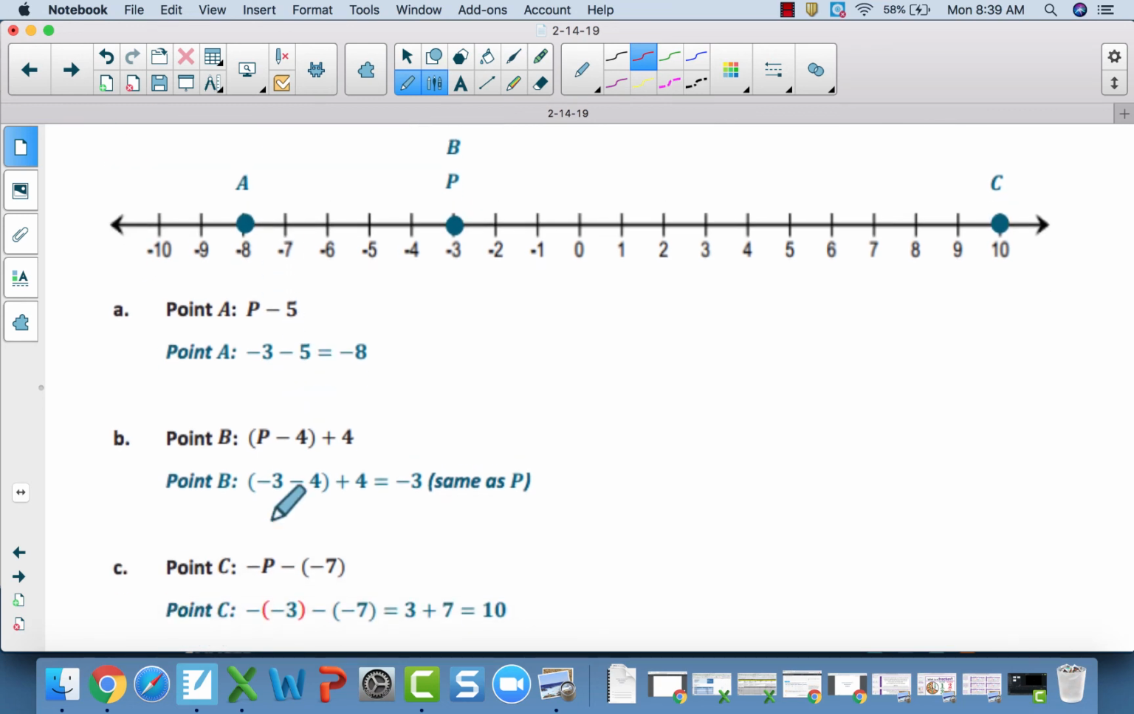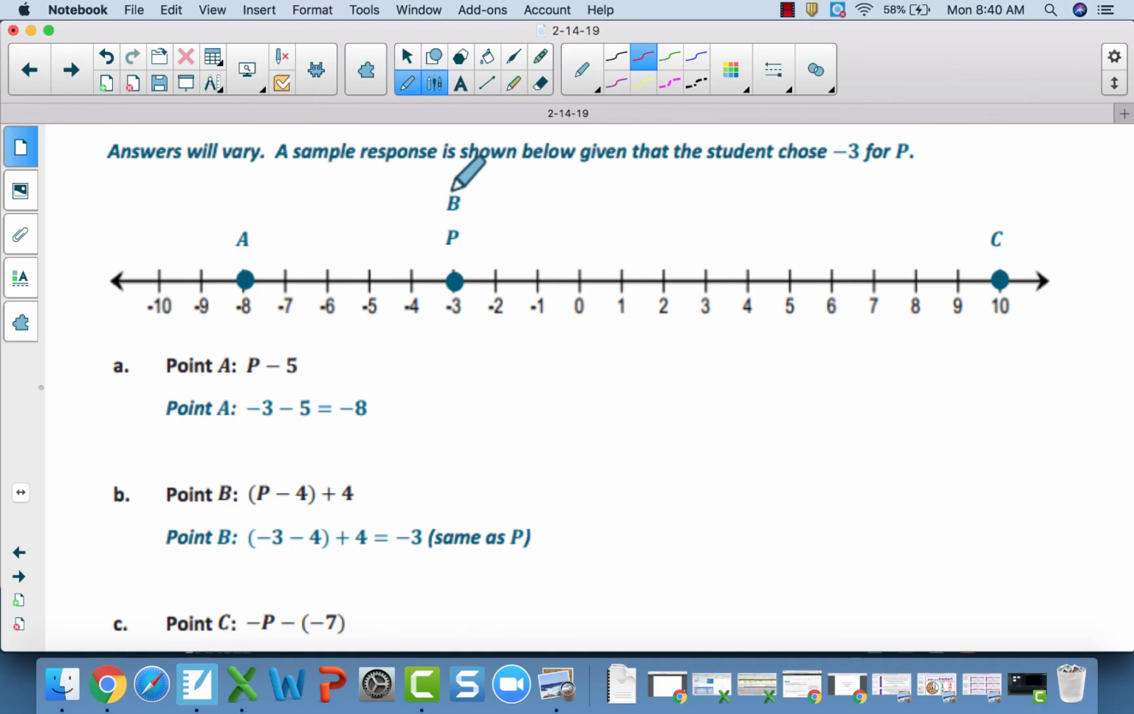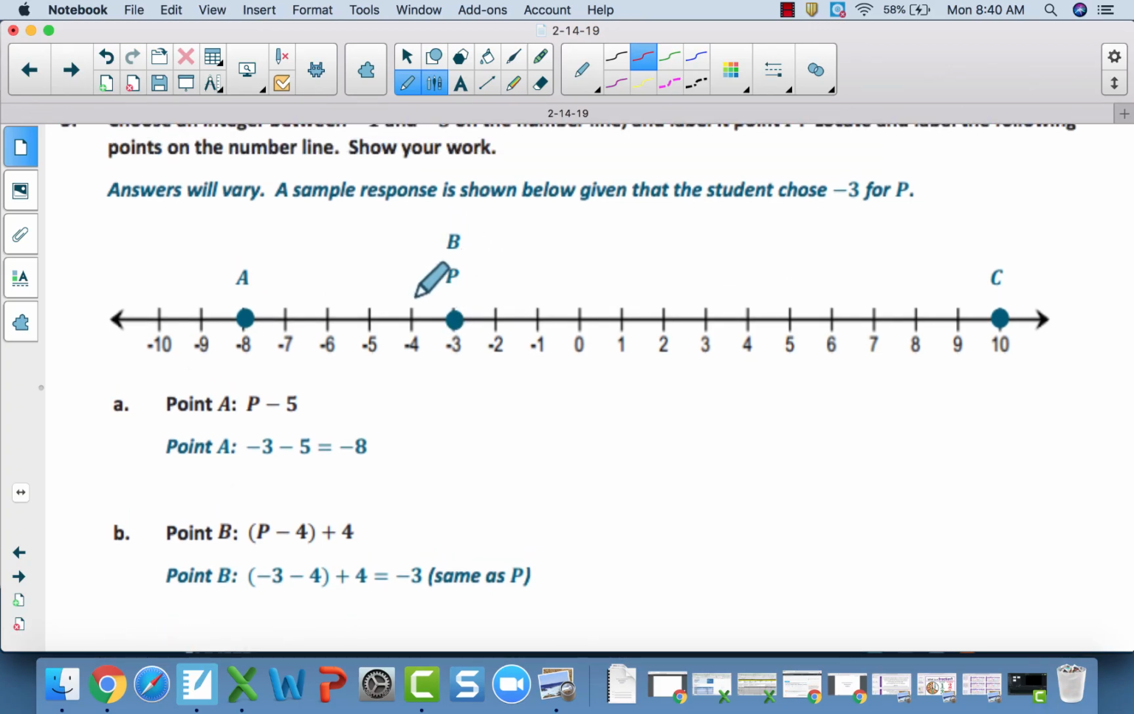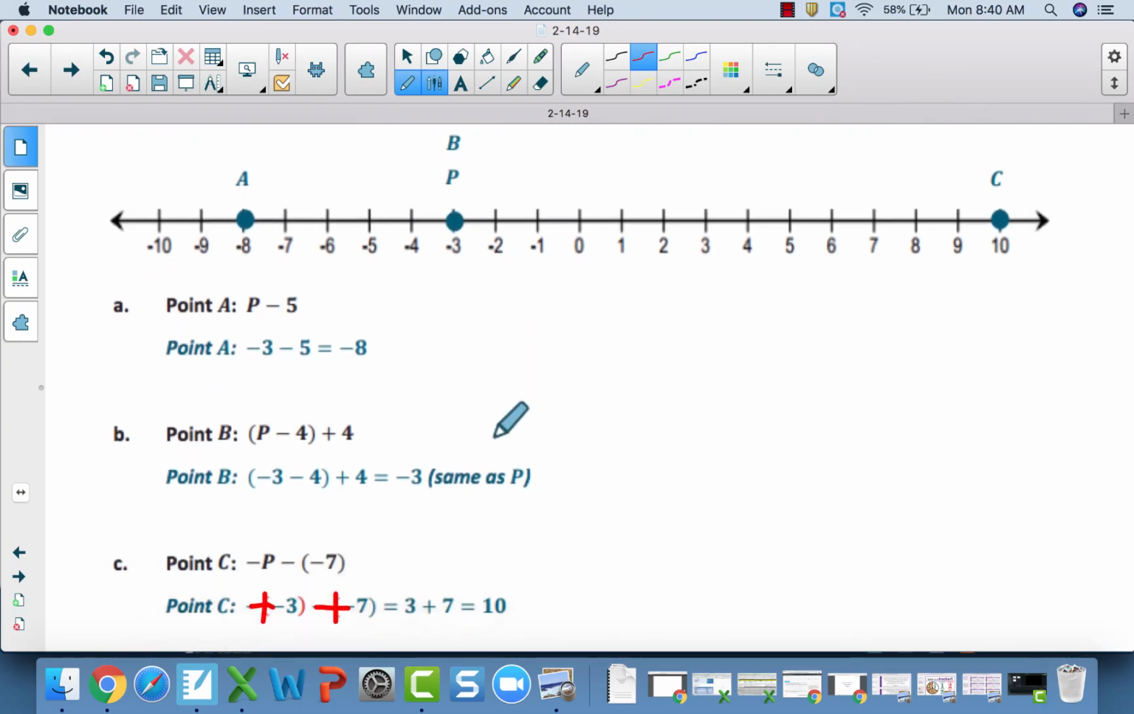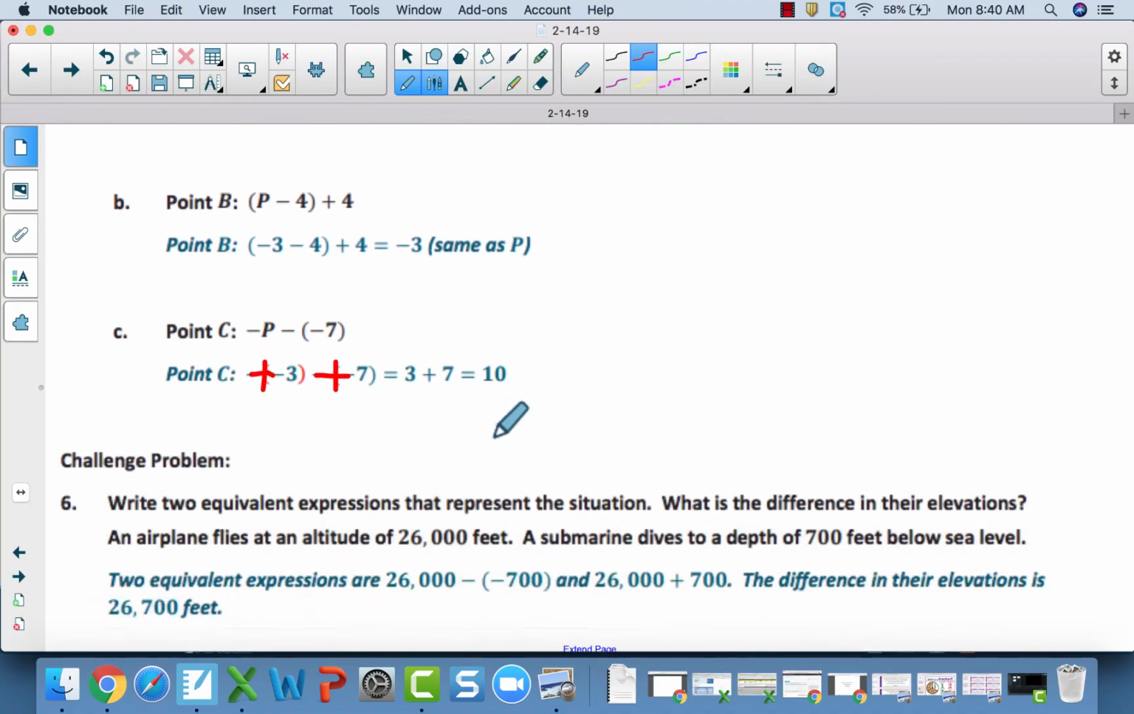Now, point C, -3, that means the opposite of -3. So this part here turns to a +3. This turns to a +7. So we essentially have 3 plus 7, which is 10. Keep in mind, depending, once again, on what value you picked for P, whether you pick -4 or -2, your answers will be a little bit different.